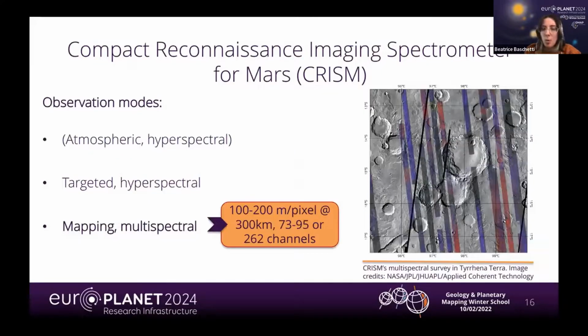Another interesting mode is the multispectral mode. With this mode, CRISM is able to acquire images at a spatial resolution of up to 100 meters per pixel, and it uses up to 262 channels. So this mode is used to characterize bigger deposits, and as you can see, the products are very different because they cover larger scales, and they are long, and they cover longer parts of the surface.